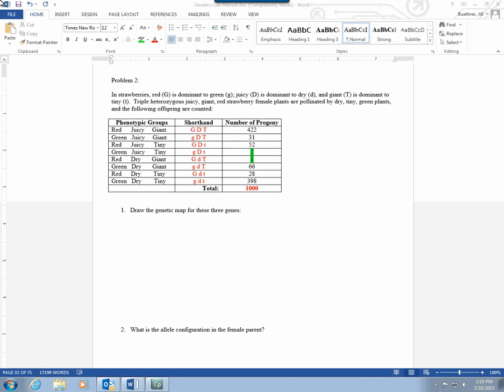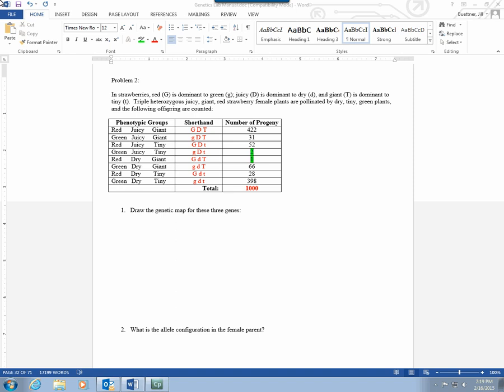Okay, let's work through problem 2 in your lab packet and see how to work this one out. I've already gone through and filled in the shorthand notation for the mother's chromosomes just based on the phenotypes. Of course, the father's chromosome will always be recessive, little g, little d, little t. I don't write that down, but that would also be here as part of the diploid genotype. So I'm really focusing on the alleles that came in on the mother's chromosome.